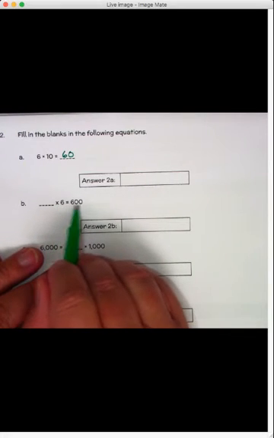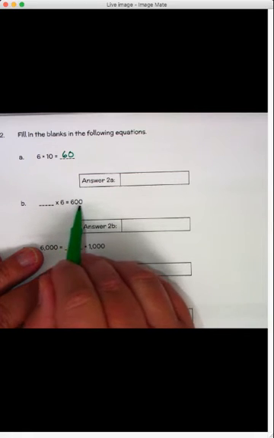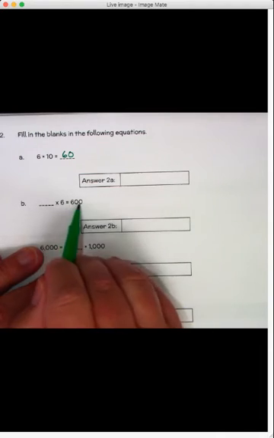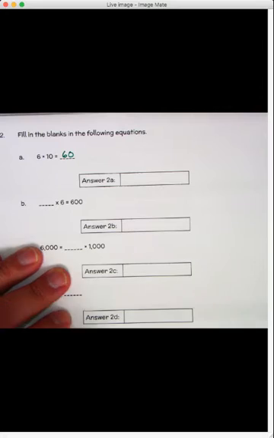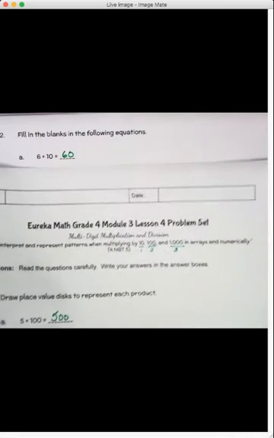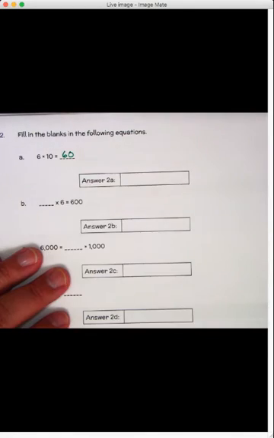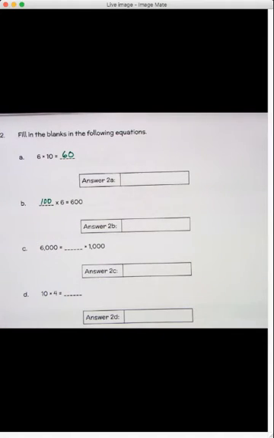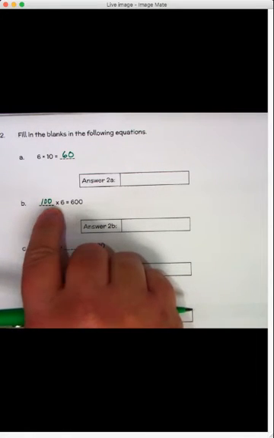All right, let's look at this one. Something times 6 gave me 600. 6 what? 600. So what do you think you're going to multiply 6 by to get 600? How many zeros are there? 2. And which number has 2 zeros? The 100. So 100 times 6 is 600. That's easy, isn't it? And it's like saying we have 6 100s.